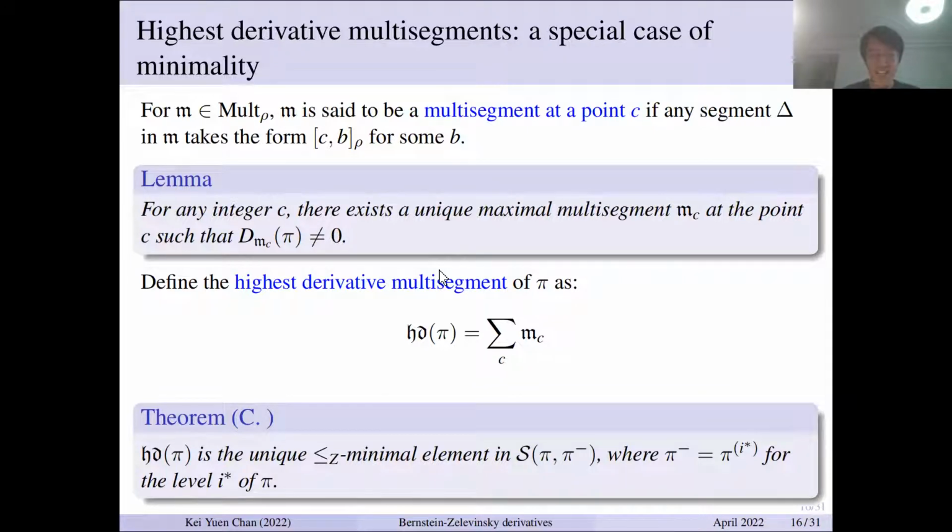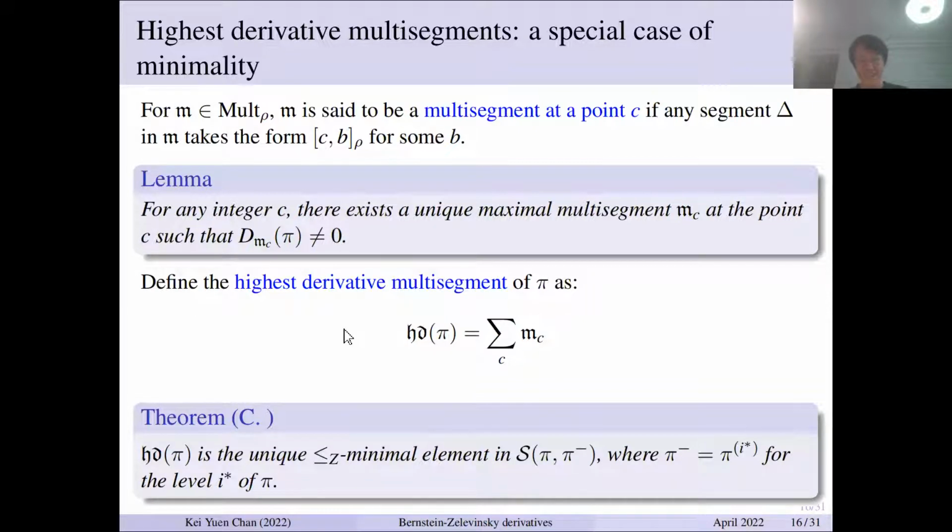The property is that there is a unique maximum multi-segment at the point C such that the derivative is defined. It is possibly empty. If there is none, you can choose it to be the empty one. And the maximum one is obtained by summing up all the lengths at the largest one, some kind of that.